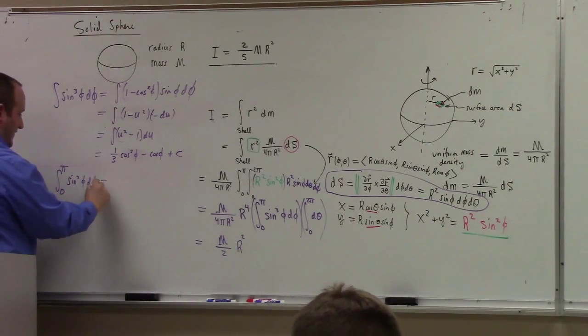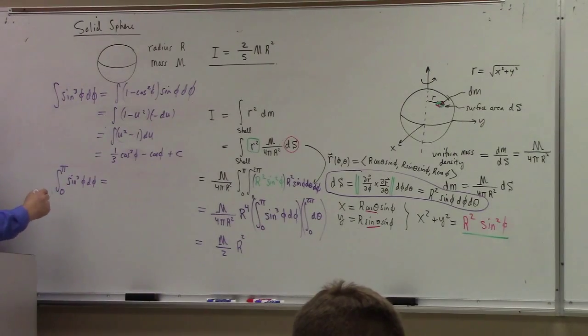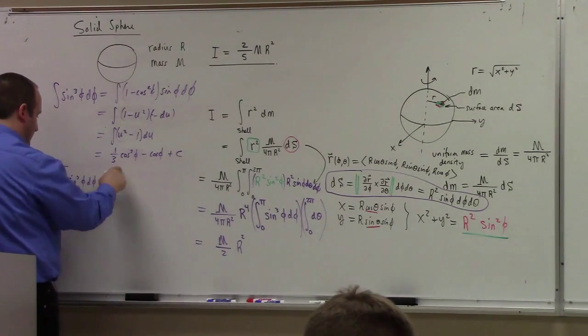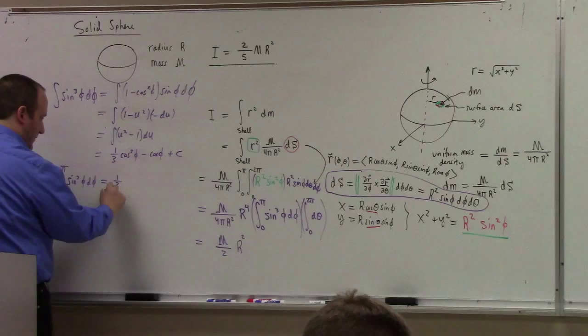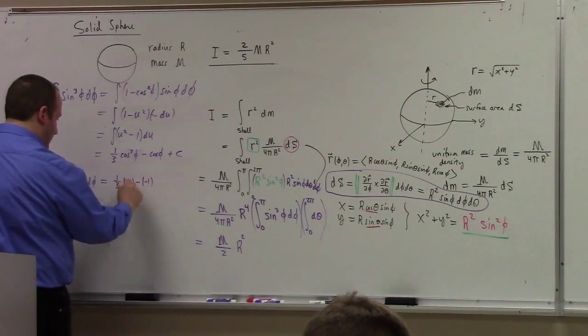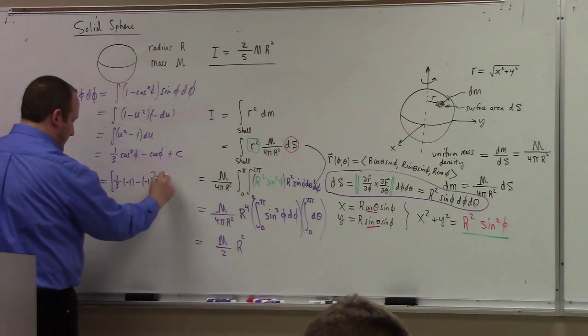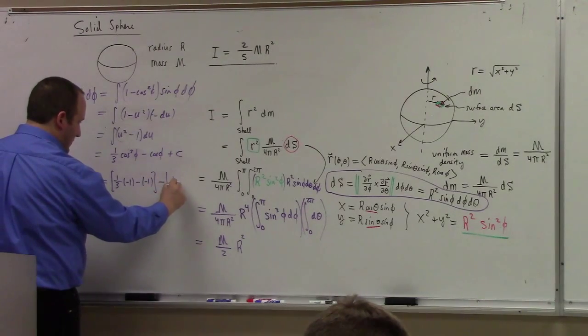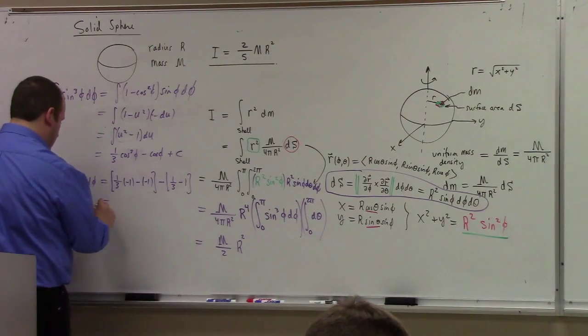Sorry, I'm trying to get the number as fast as I can. What happens when you evaluate this at pi? You get 1/3 of minus 1 minus a minus 1, minus parentheses 1/3 minus 1, which is what?